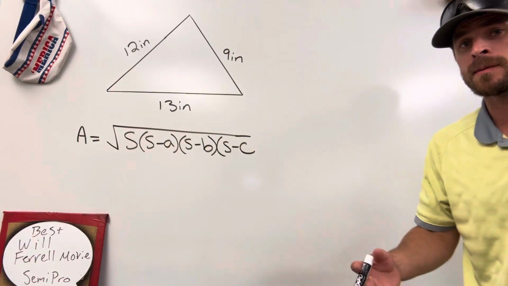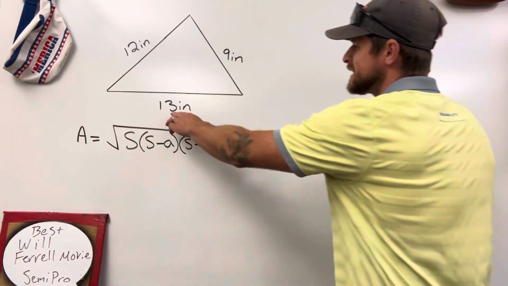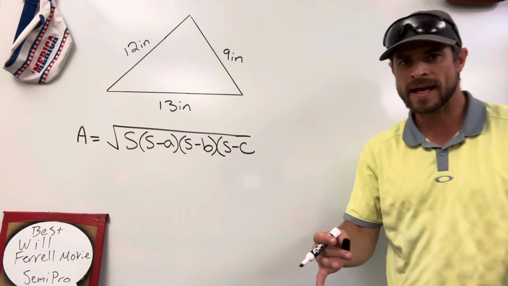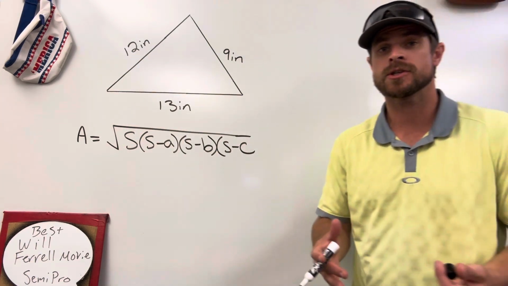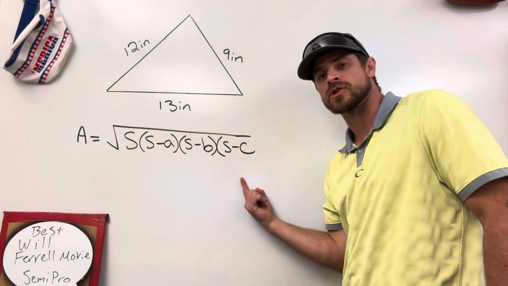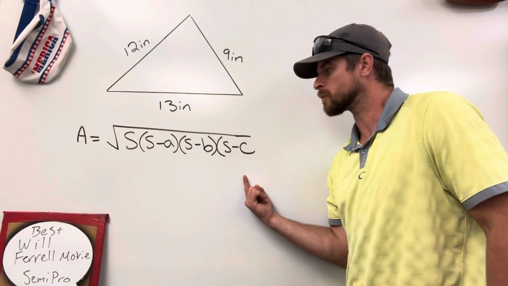All right, in this problem, we are given a triangle with 3 sides provided. Okay, we don't know the height. That's okay, because what we're going to be asked to do here is figure out the area of this triangle, and we can use Heron's formula to do so. So you're looking at Heron's formula right here.